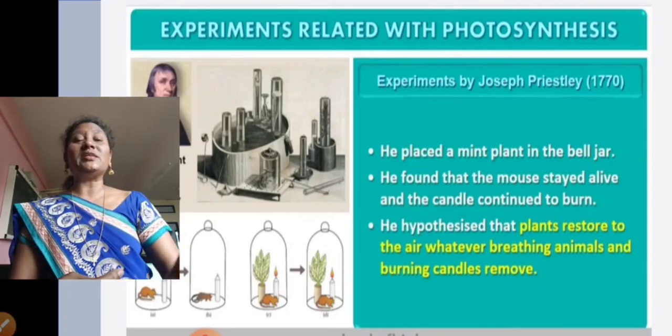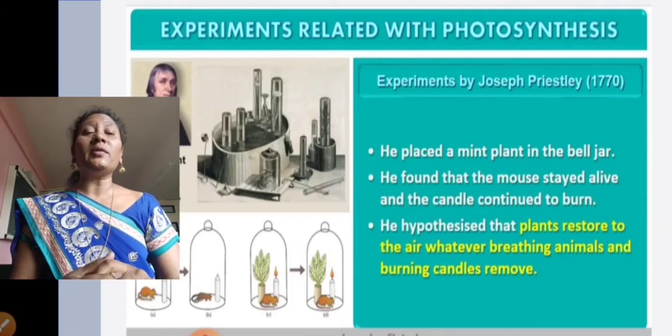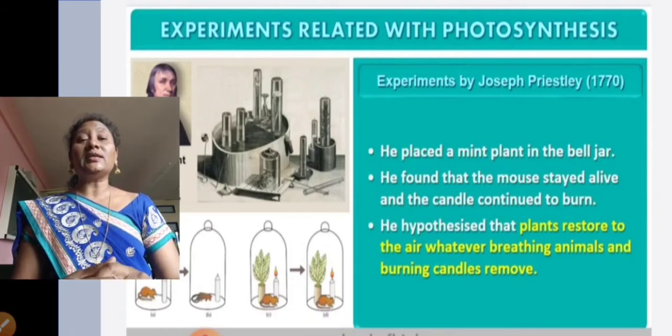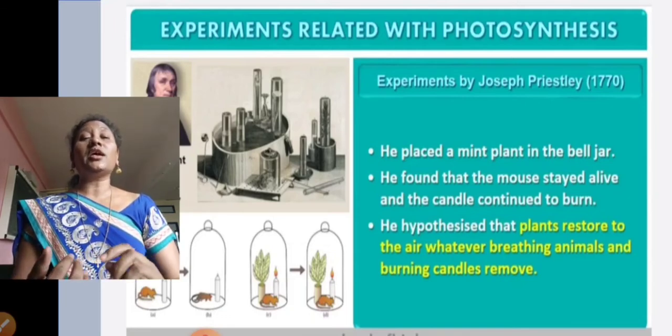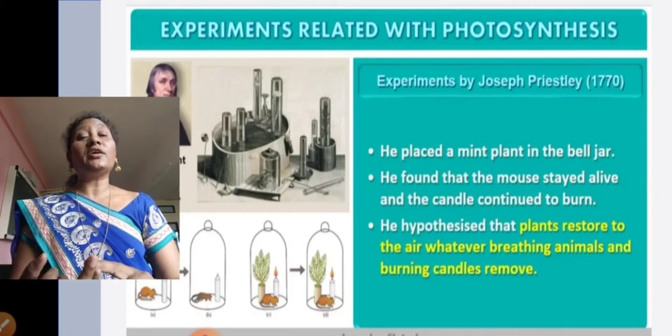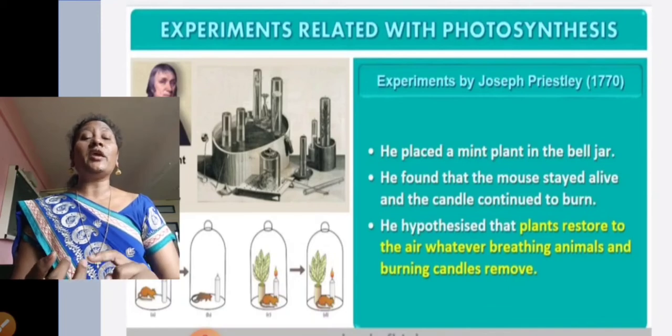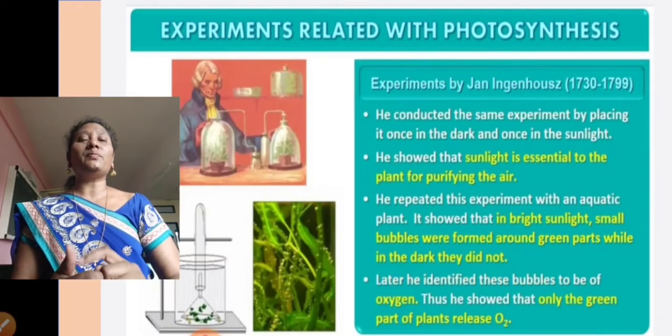So the Priestley experiment makes us understand that oxygen is liberated during the process of photosynthesis by the plants. This oxygen helps the combustion of the candle as well as the life of the rat, and the carbon dioxide liberated by the rat is used by the mint plant for photosynthesis. This is the experiment given by Priestley.